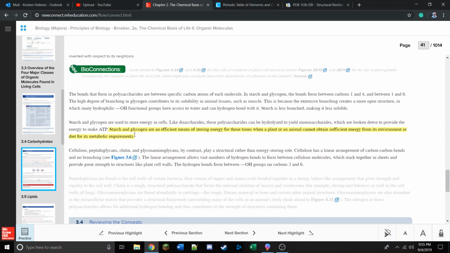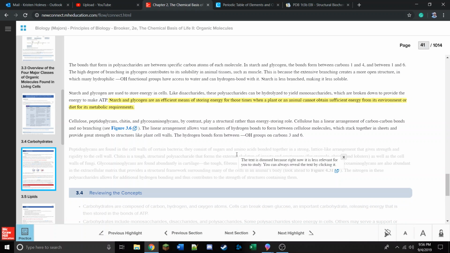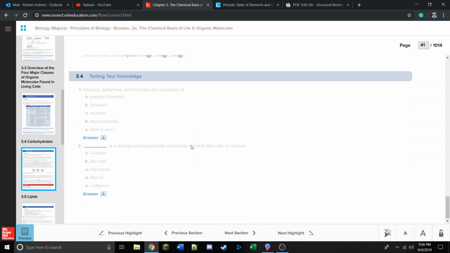But yeah, starch and glycogen are used for energy storage. You may have lots of energy now, so your body's like, aha, I'll go put this in the starch or glycogen containers. And then later, when you're like, man, I could really use some energy, your body's like, oh, great, I have this stored up. That's kind of how it works.